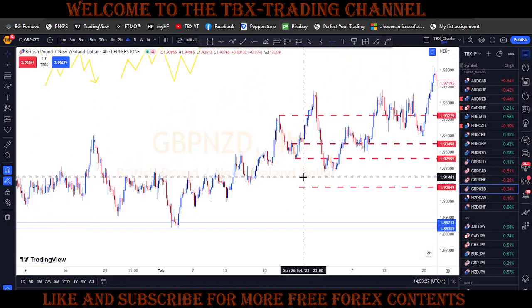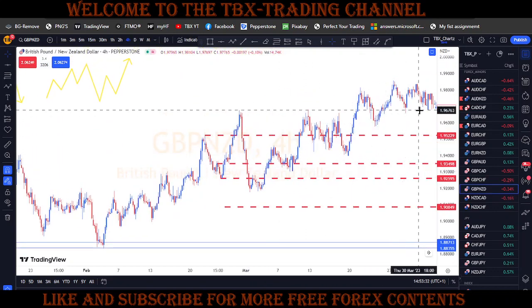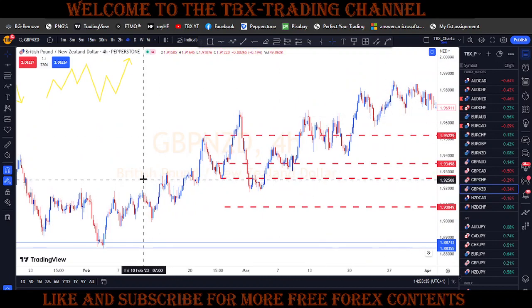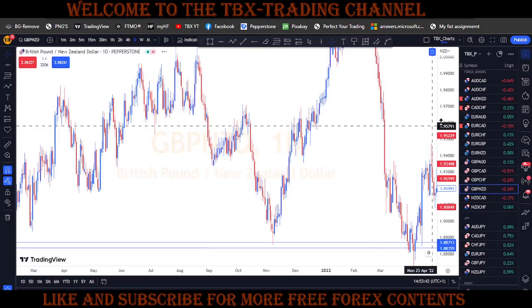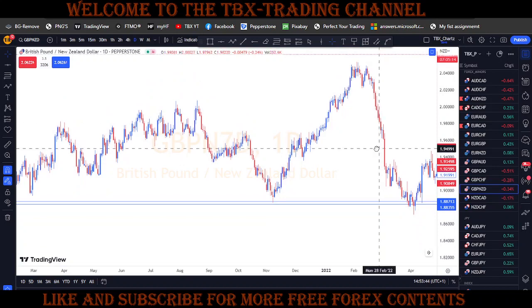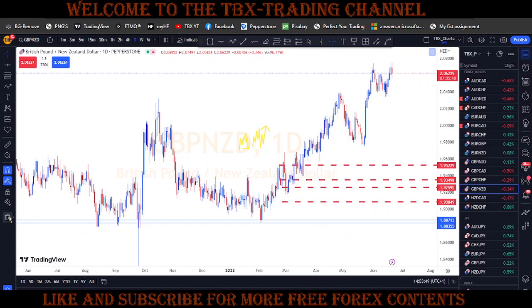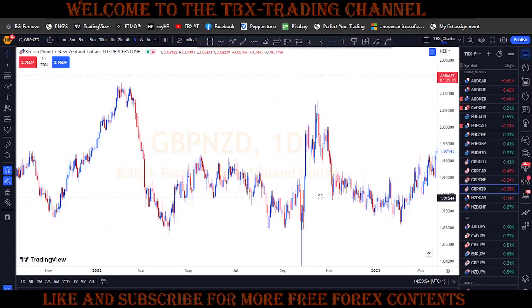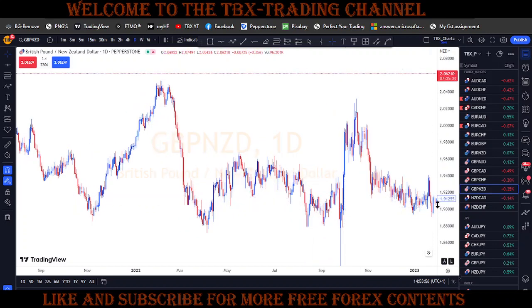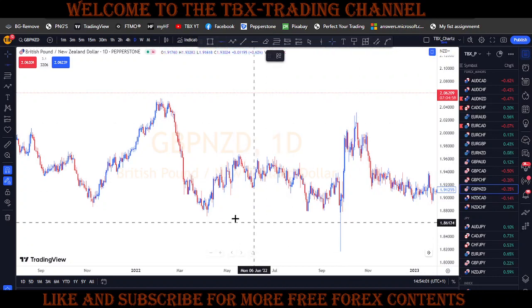But personally, I don't really like drawing support and resistance in between all this. What I usually do is look for major swing highs and major swing lows, which you most likely get in your daily time frames. So let's get rid of all these lines. Now here, let's assume price is here. Where do you think is the major swing high, and where do you think is the major swing low? Personally, I believe this is the major.